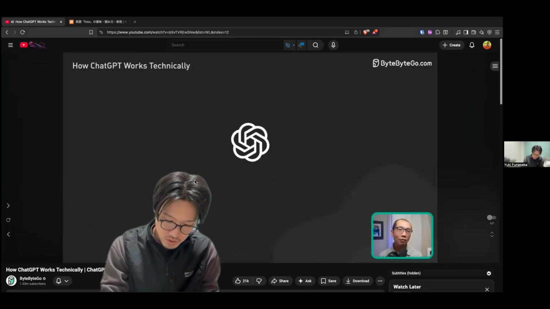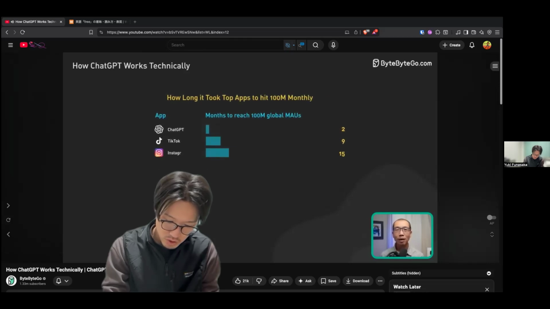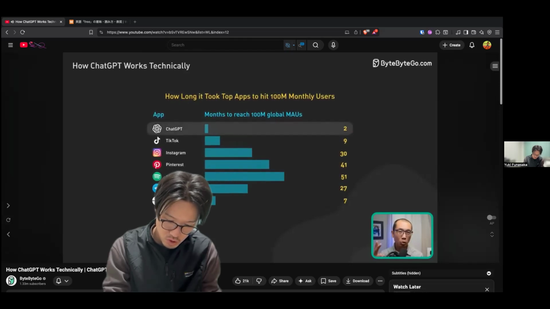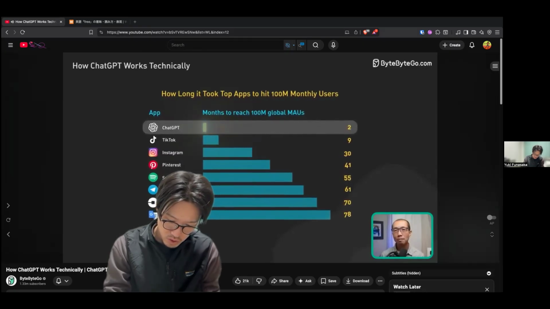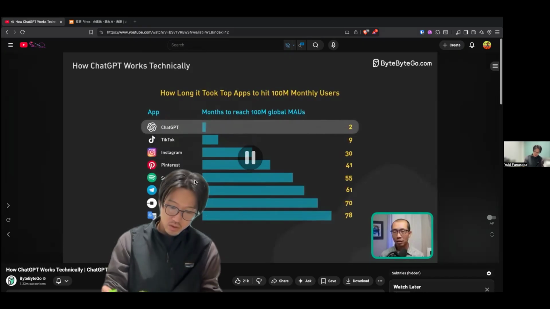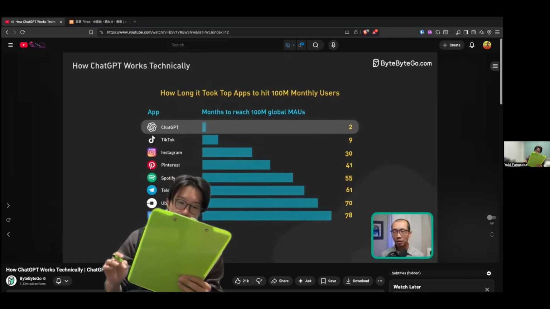ChatGPT was released on November 30th, 2022. It reached 100 million monthly active users in just 2 months. It took Instagram 2.5 years to reach the same milestone.